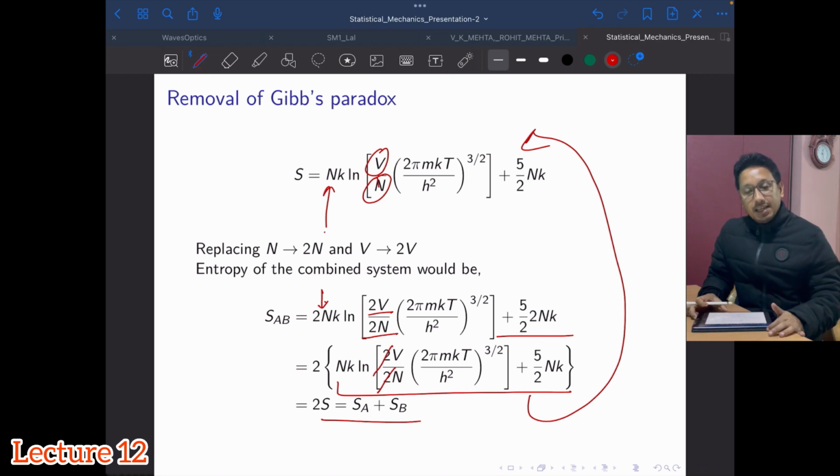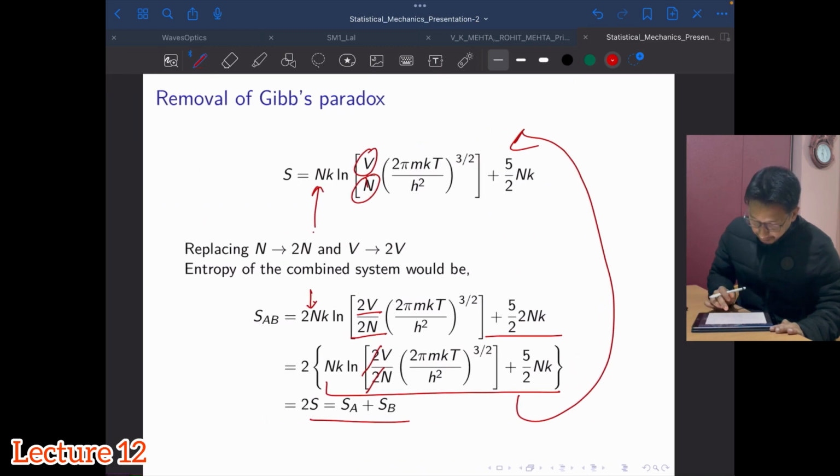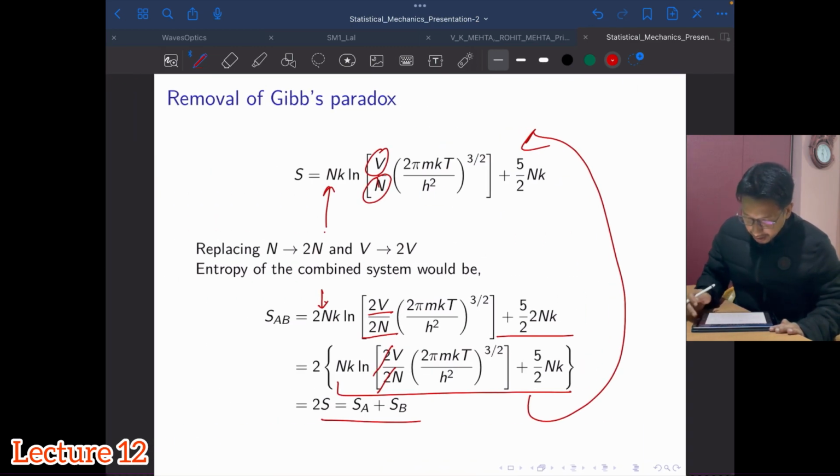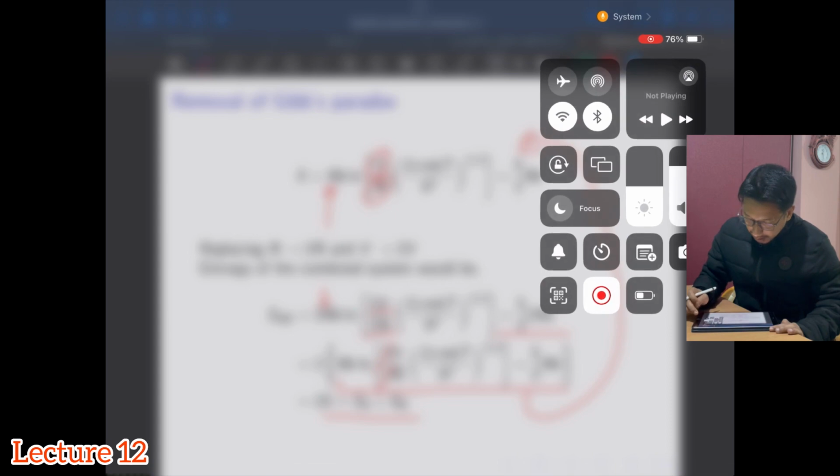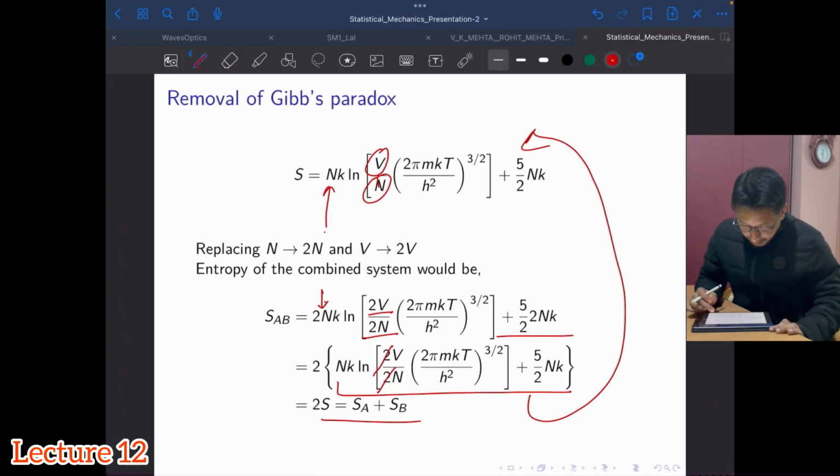Basically, we had this extra number of microstates that we had counted when we had systems with indistinguishable molecules. Okay, so this brings me to the end of this Gibbs paradox.